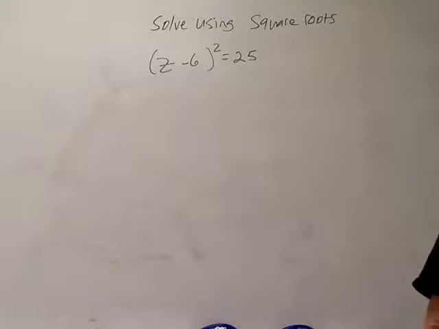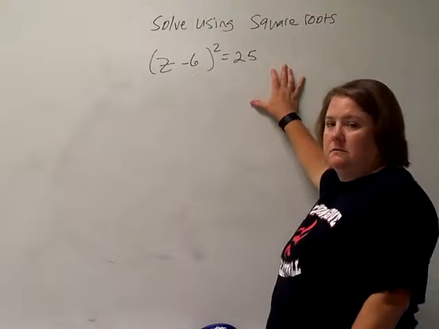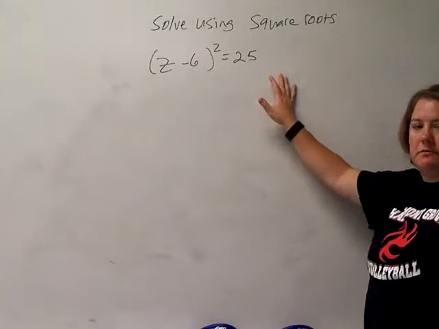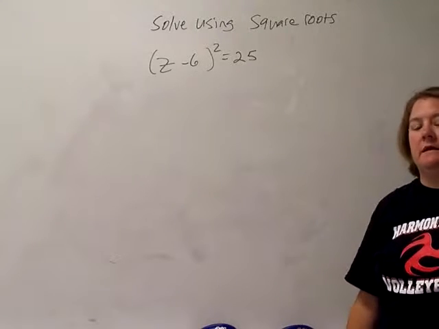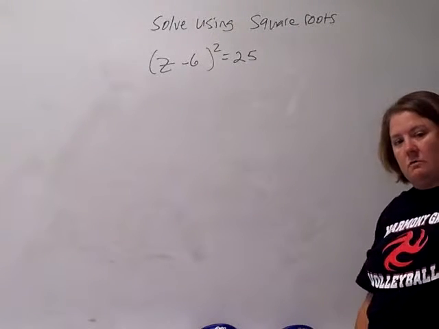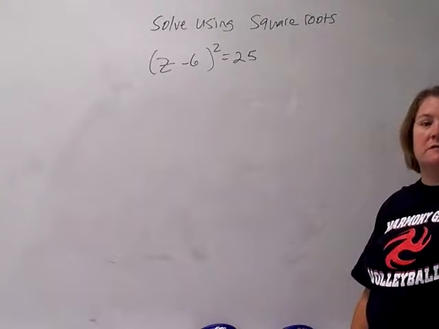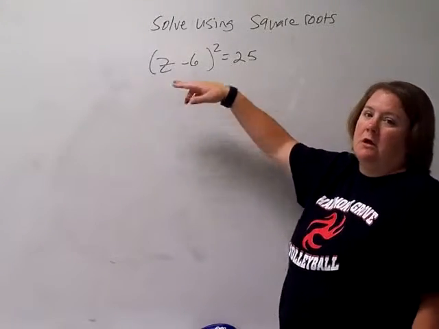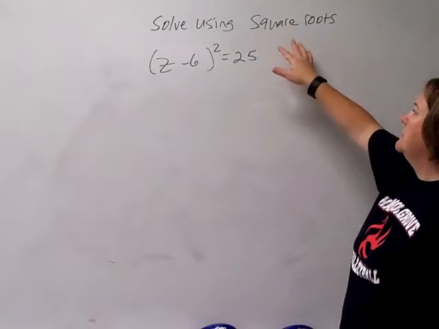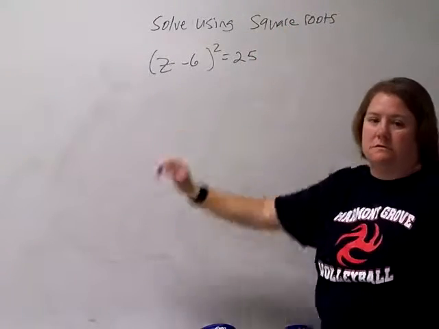We're solving this equation for z. So I want you to give me a z equals. This is a parabola, a pretty normal parabola. It's going to have two solutions, meaning it crosses the x-axis twice. Some people also call those zeros. It has two zeros, so we're going to solve this for z. There's two answers. The plan of attack I want you to use is to solve it by using square roots.